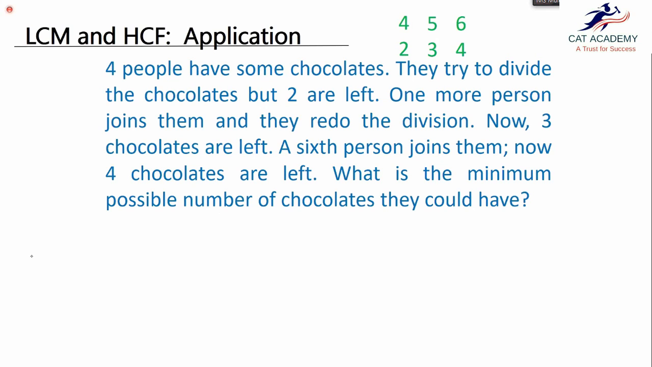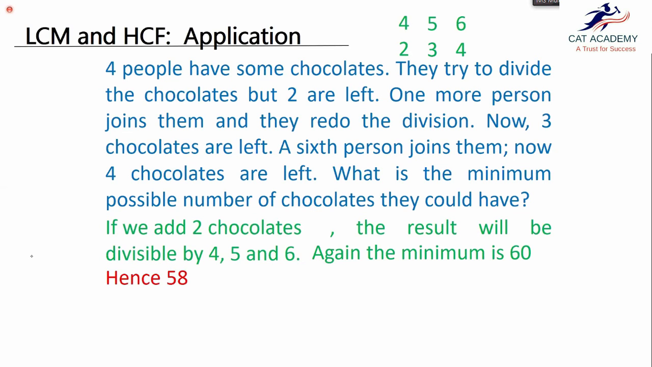So that means when I gave the group 2 extra chocolates, then the number of chocolates which were there was an LCM of 4, 5, 6. I know LCM of 4, 5, 6 is 60. So when I gave the group 2 extra chocolates, group had 60. But what if I had not given those extra 2 chocolates? Then how much would the group have been having? 58. Right?